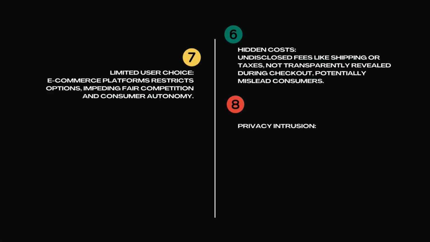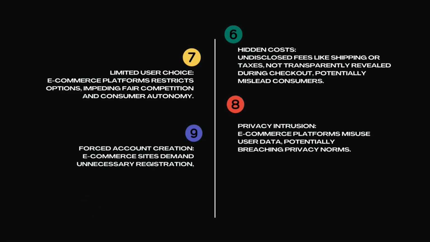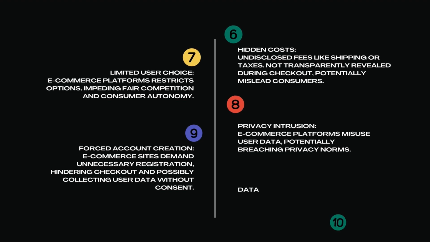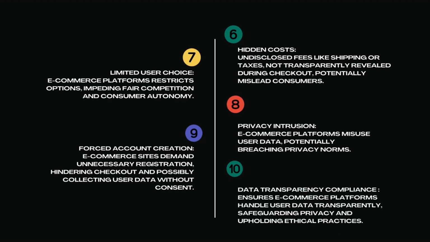And the next one is privacy intrusion. Sharing your information online can be tricky and risky. When platforms intrude on your privacy, they might misuse your data like browsing history or purchase details for purposes beyond what you originally agreed to. And the next one is forced account creation. Just want to buy one item but forced to create an account. That's forced account creation. This unnecessary step can slow down your shopping experience and potentially collect your data without your consent. The next one is data transparency compliance. Your online data deserves protection, right? Data transparency compliance ensures platforms handle your information responsibly.